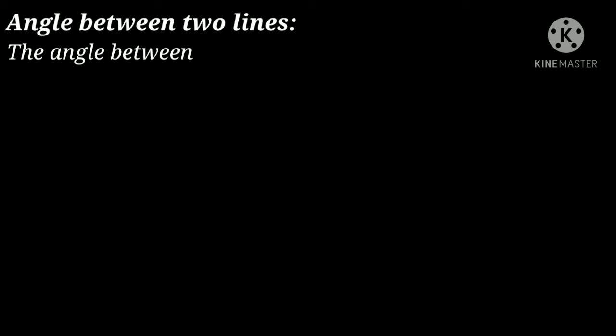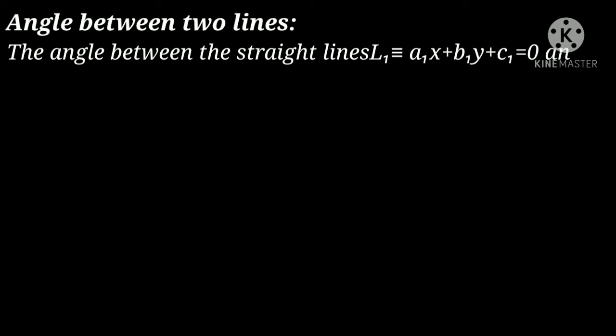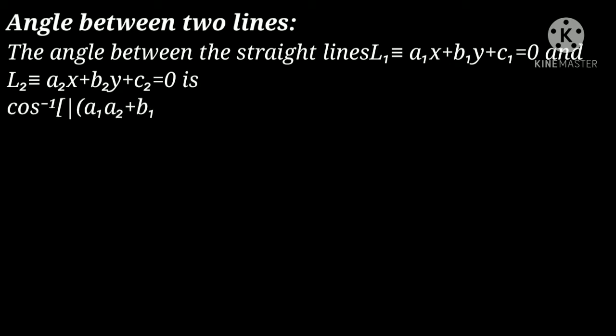The angle between the straight lines L1: a1x + b1y + c1 = 0 and L2: a2x + b2y + c2 = 0 is cos inverse of modulus of (a1 a2 + b1 b2) by square root of (a1 square plus b1 square) into (a2 square plus b2 square). Some important notes on this angle formula.